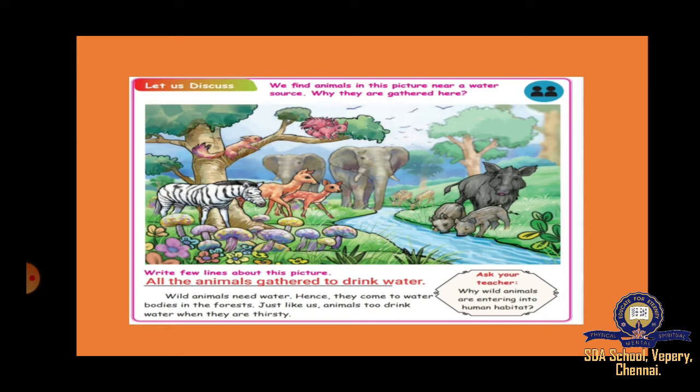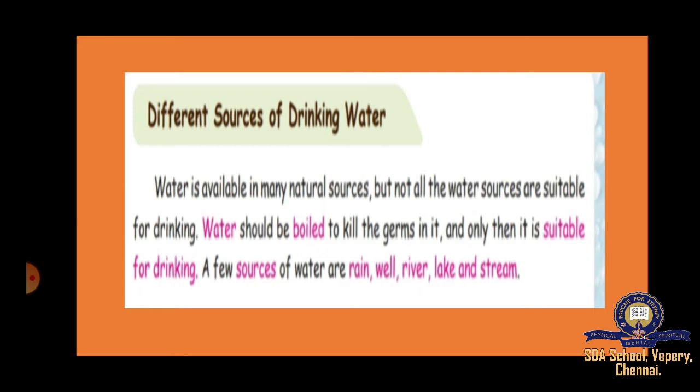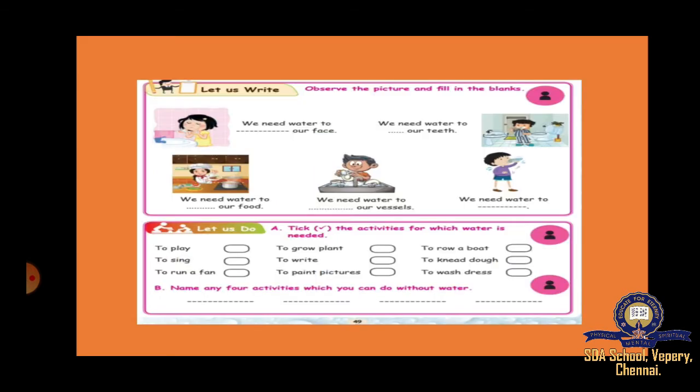Next, we have seen the picture here, all the animals have gathered to drink water. Then we have learned potable water, that is, drinking water is known as potable water, and this potable water should be free from dangerous chemicals, transparent, odorless and colorless, and free from bacteria which cause diseases. And then we have seen the different sources of water, that are rain, well, river, lake and stream.